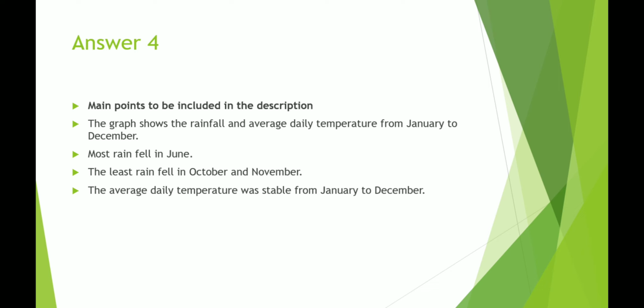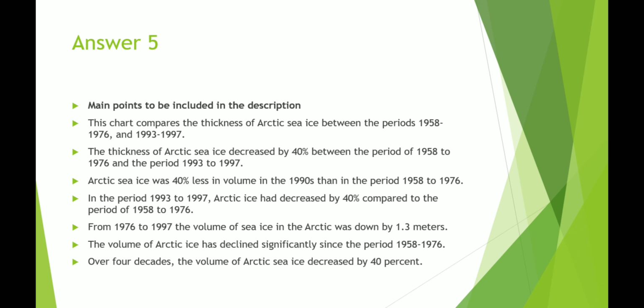Now we are jumping to the fifth one, which was quite difficult. Difficult in the sense that you have to know the right technique to describe that kind of image. So let's see. So big numbers here. This chart compares the thickness of the Arctic sea ice between the period 1958 to 1976 and 1993 to 1997.